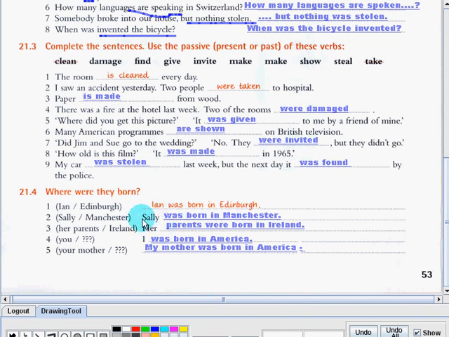Next, Sally was born in Manchester. Her parents were born in Ireland. We used were because we have the subject parents. Okay, so we used were. I was born in America. We used, for example, you were asked, where were you born? Then you have to answer, I was born in wherever place you were born. Okay, this is just an example, America. And of course, you can answer in number 5, my mother was born in America. Alright, so you can change this place, the place where were you born.